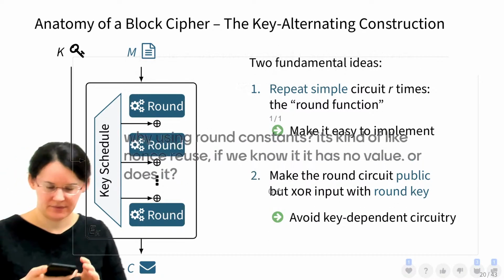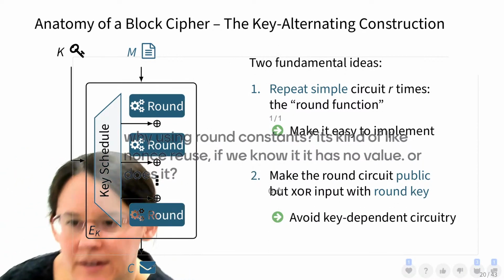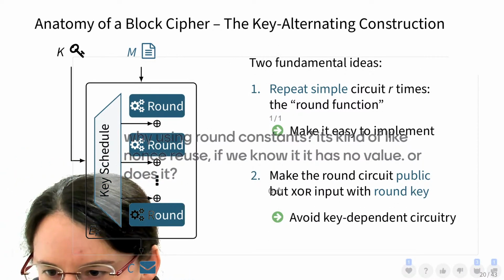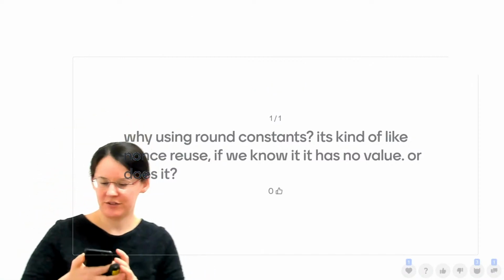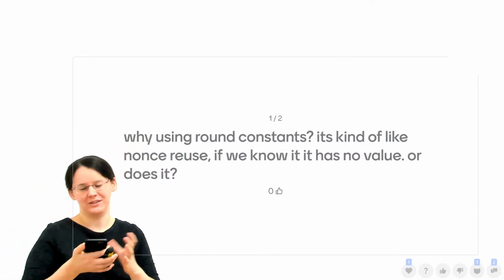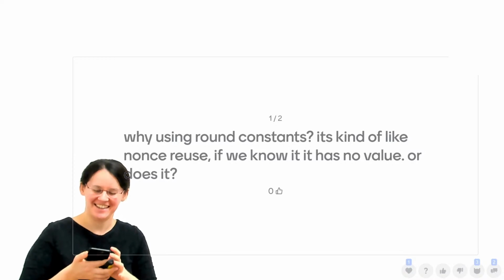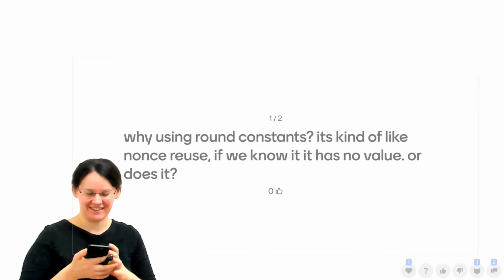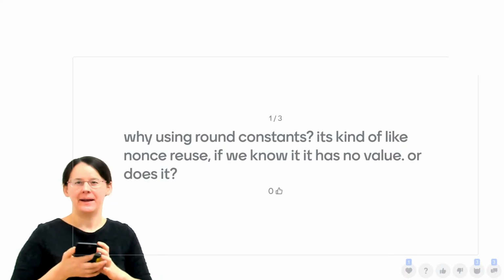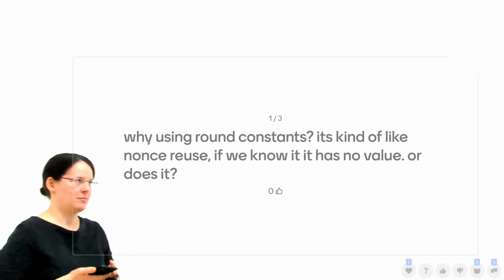Okay, let's hide the slides again. So the last question that we have here is, oh no, it's not the last one, there are new ones. Okay, so why use round constants? It's kind of like nonce reuse if we know it has no value, or does it? Well, there is still some value to it.